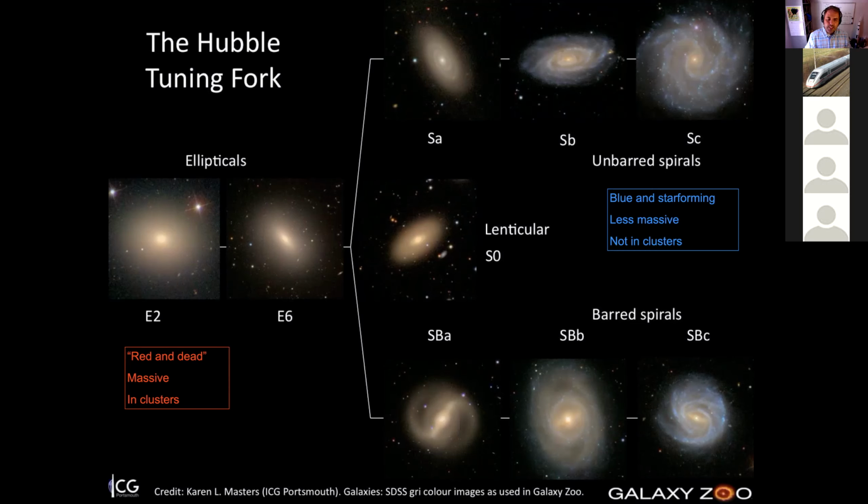The elliptical galaxies were massive. They were red and dead, meaning that there was no new star formation, and all the star formation was happening in disk galaxies, which were less massive, and they were not in clusters. So this is what we knew when we got started.